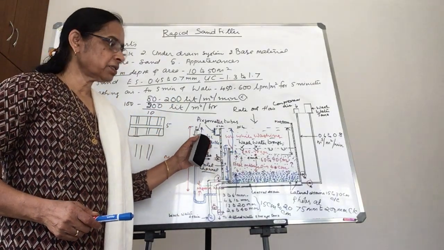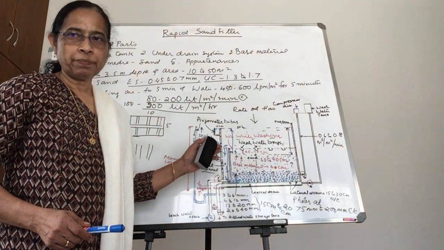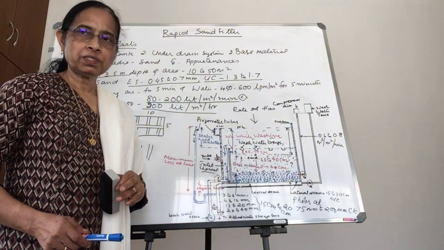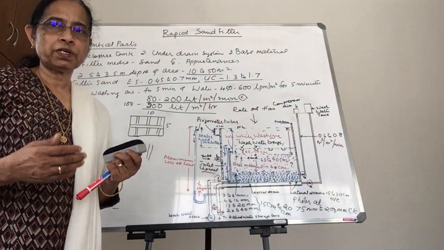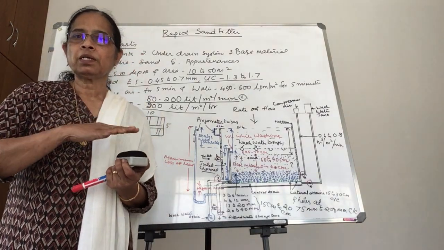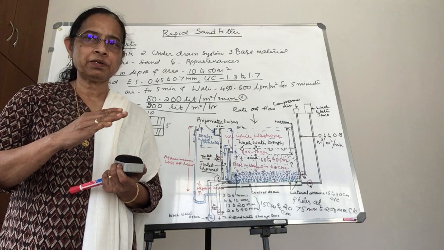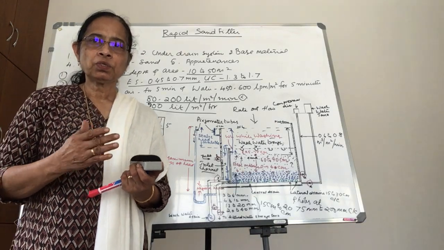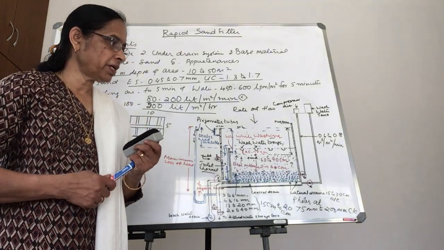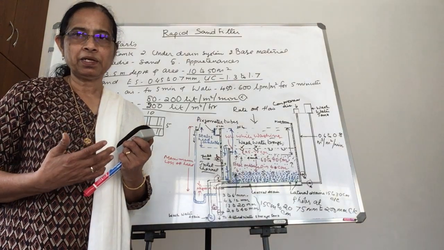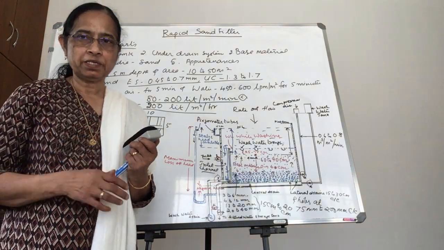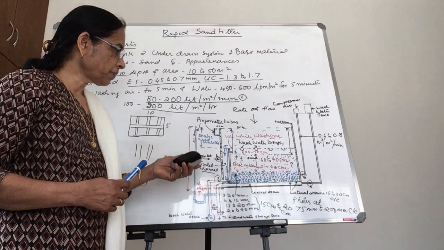Now we are discussing the backwashing of the rapid sand filter. How to backwash this filter? In the case of a slow sand filter, we know that we scrape the top layer and replace it with good sand media. Here we are not removing any sand media; instead, we are washing the sand media as well as the base material.